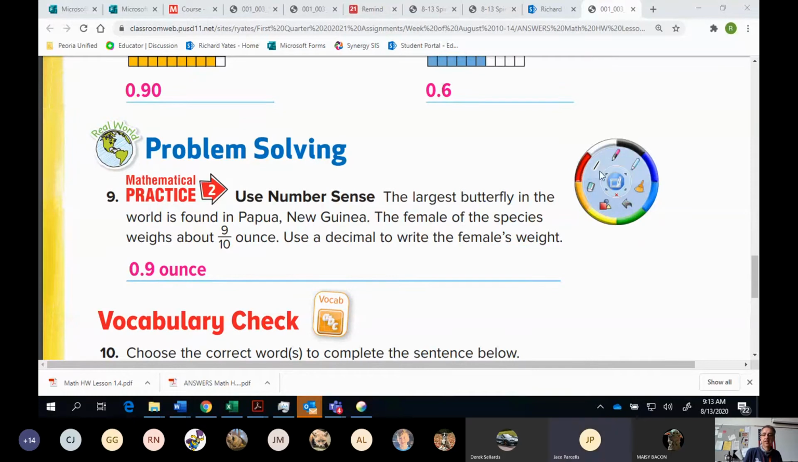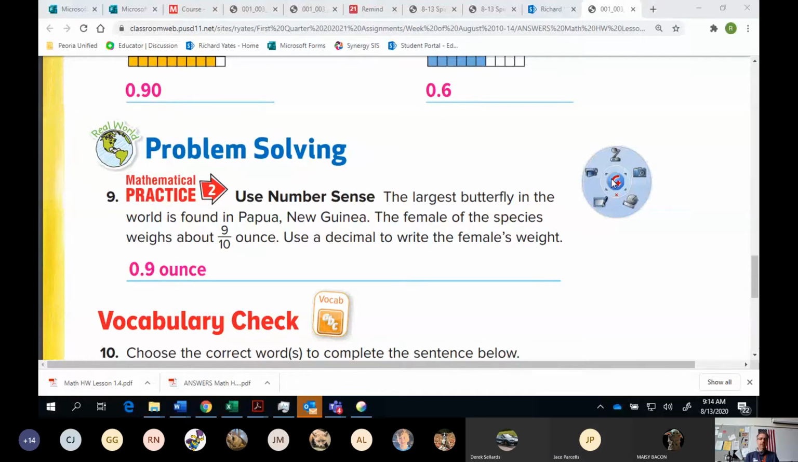What if I put 9/10 as a decimal is 0.9? That's okay, because it says use a decimal to write the female's weight. I kind of like how Maisie did it too, because she said the female's weight is 9/10 of an ounce as a decimal, and that's fine too. Either way is going to work.